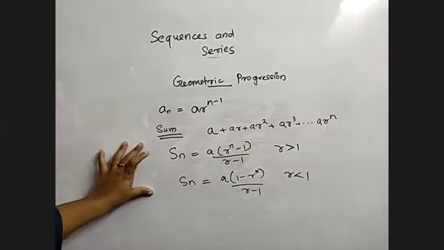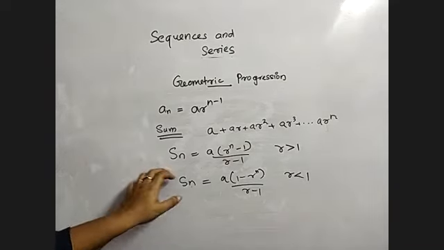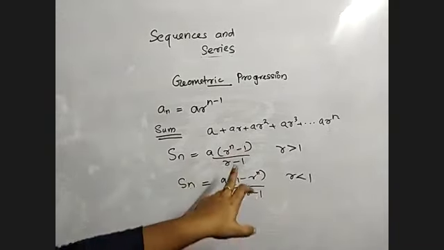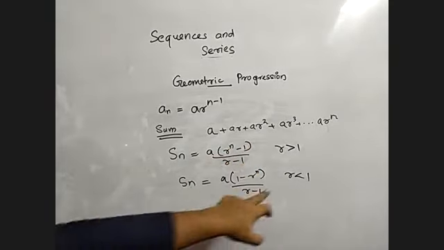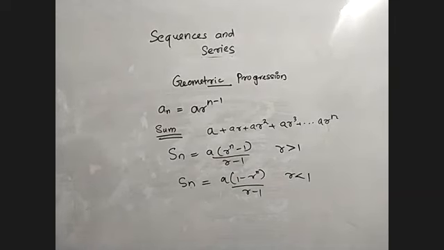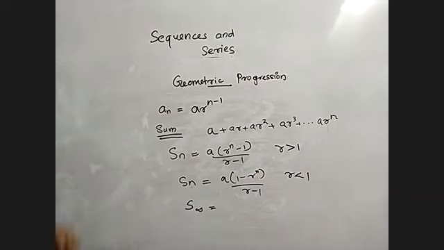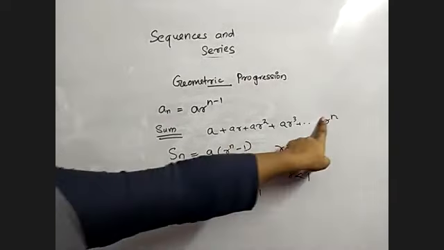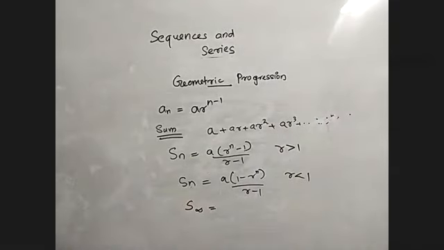So the sum of a geometric sequence or geometric progression is given as Sn is equal to a (r raised to n minus 1) by r minus 1 if r is greater than 1. Otherwise, just reverse that. But other than this formula, an important formula is S infinity. Mainly they ask S infinity, that means for an infinite series. What is the sum?